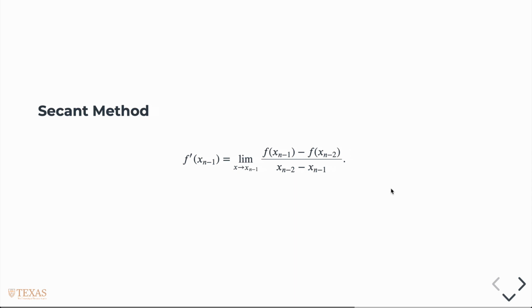Sometimes the function derivative can be very difficult to compute, or possibly we don't have an analytic function. In that case, we can use something called the secant method. The secant method just uses the definition of a derivative without actually taking this limit, right? So this is the definition of a derivative, but we're not actually going to compute the limit. We'll use the discrete points, okay?